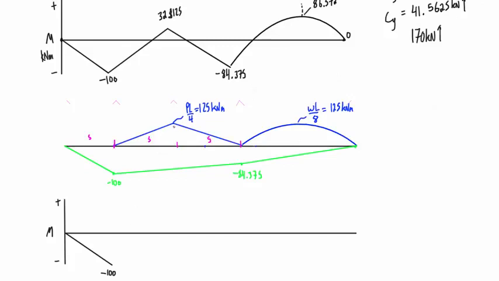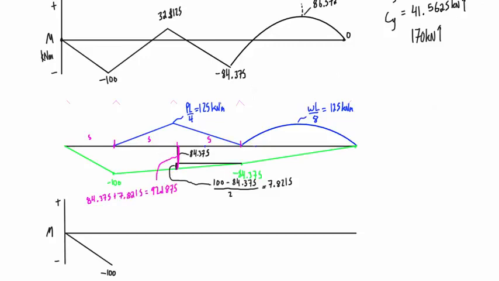What we want to do is find this distance here. This height is 125 kilonewton meters, and then for this height, we need to take this little section in here, which is 7.8125, because it's just halfway along this triangle, and it's half the difference between these 2 values. And we want to add it to this height, which is 84.375, to get this total height, this negative value that I'm going to draw on in pink, which is 92.1875.